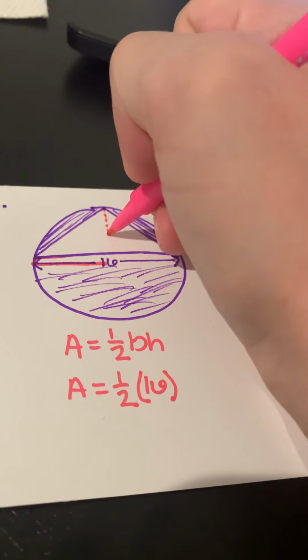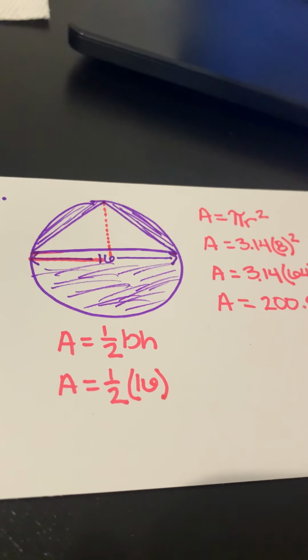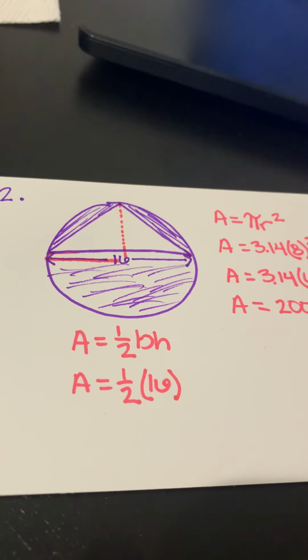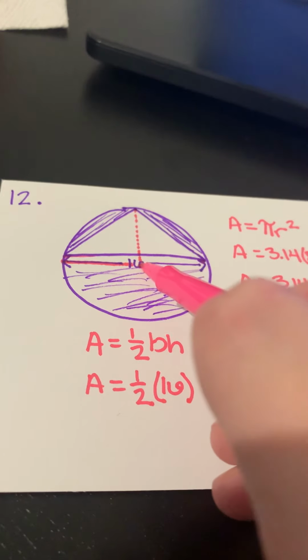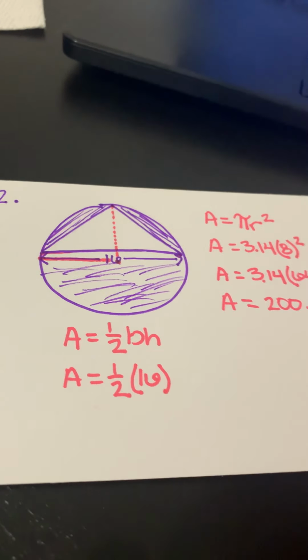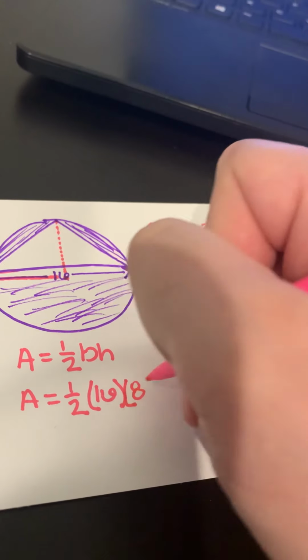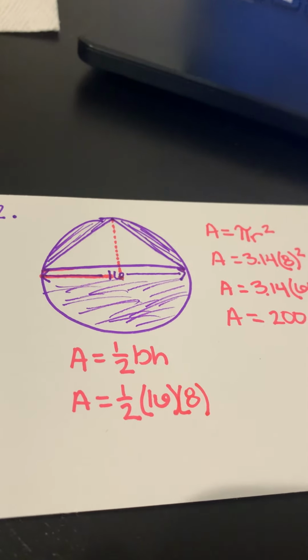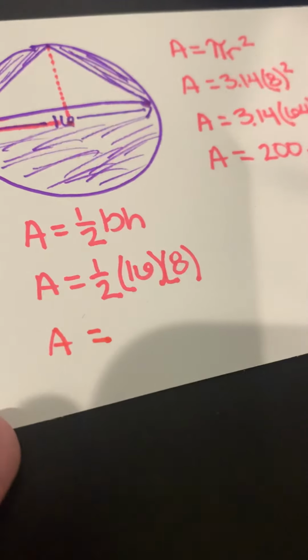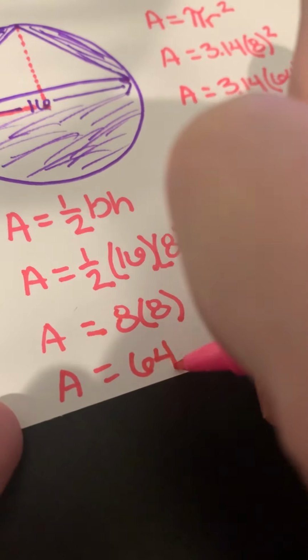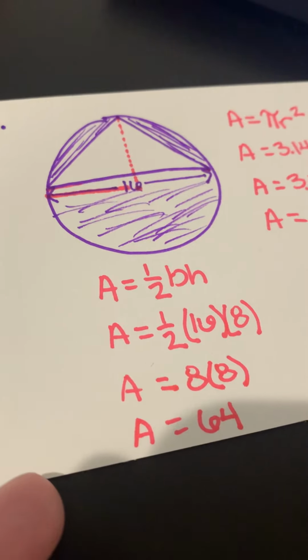So we're talking about the height, which would go from here to here. That's half of the diameter. Do you see how that's the same as this length? Okay, so that's technically the radius of the circle. So we're going to plug in 8 for the height. The height of the triangle is the same as the radius of the circle. So now you can multiply in any order. I'm going to do half of 16 is 8. And then 8 times 8 is 64. So that's the area of the triangle.